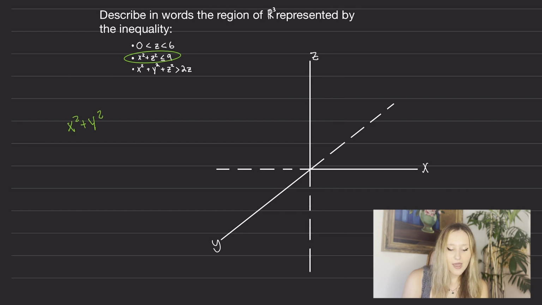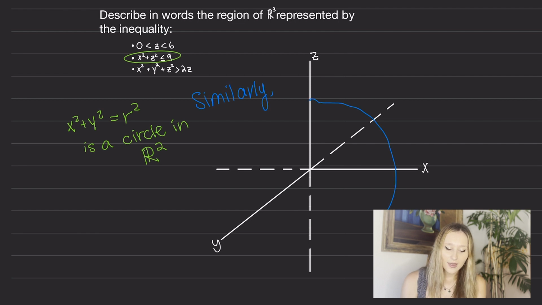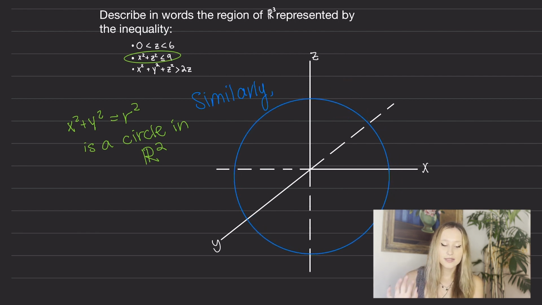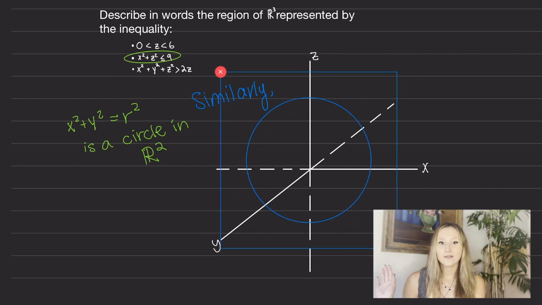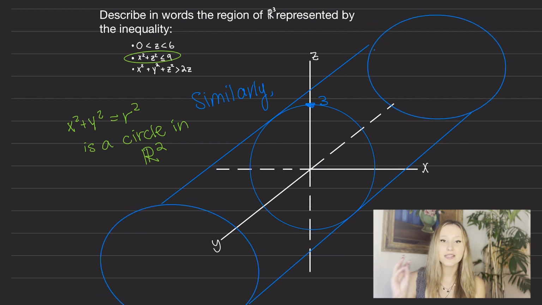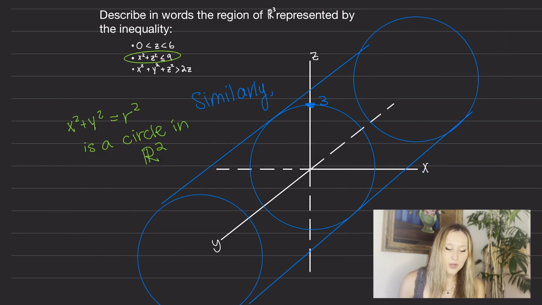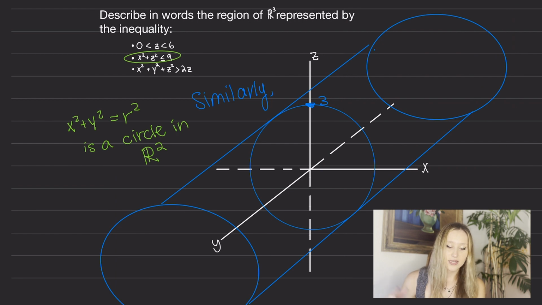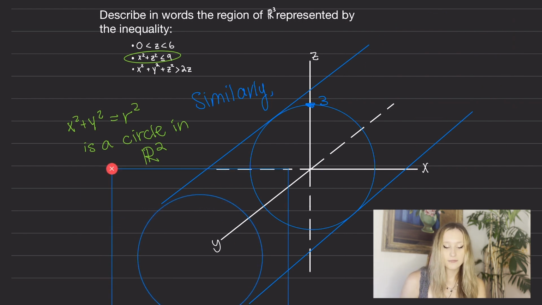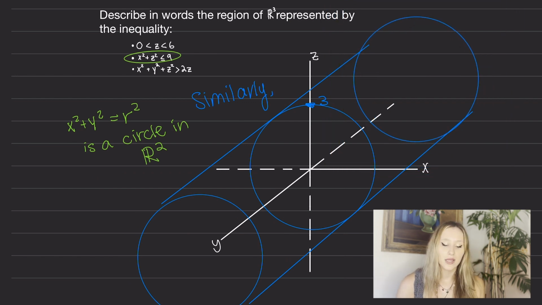Similarly, we have x squared plus z squared is less than or equal to 9. So what did we get there? We got a circle in the xz plane, and that has a radius of 3. So it moves in the y direction indefinitely. It includes all of the points on the shape of the cylinder and within the shape of the cylinder because of that less than or equal to sign. And it continues indefinitely in the y direction, in the positive and negative direction. So that would be a circle in R squared, but a cylinder in R cubed.